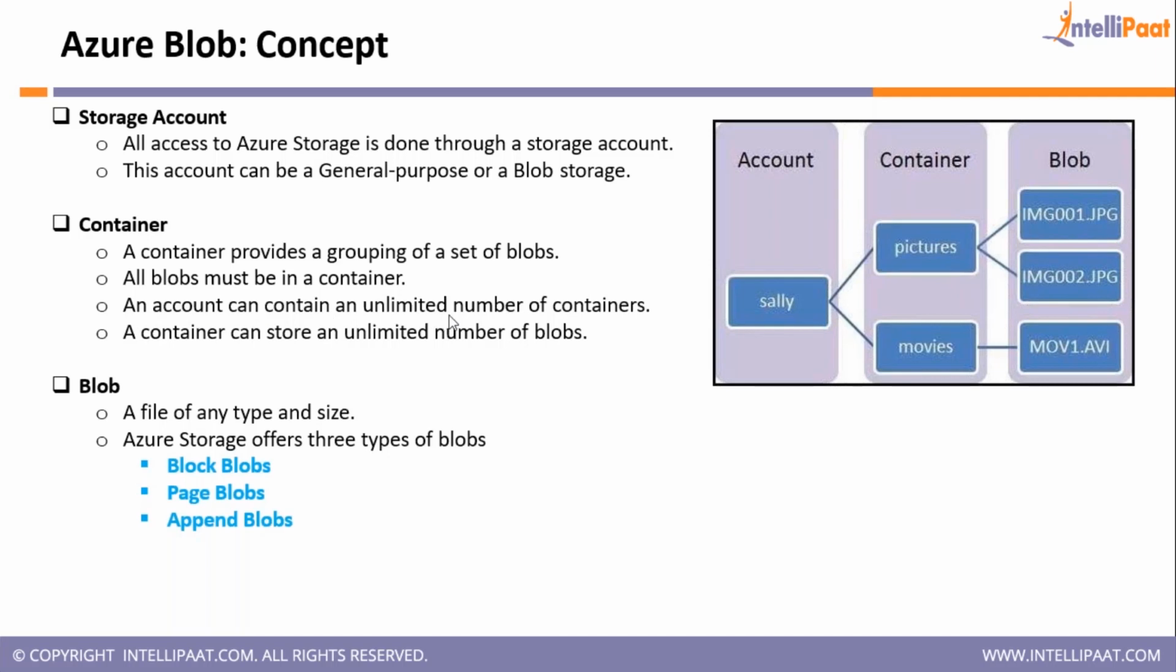An account can contain an unlimited number of containers, and a container can store an unlimited number of blobs. So the number is unlimited, but there is an overall storage capacity limit at the level of the storage account. Any GPv2 storage account cannot store more than 500 TB of data, which is quite significant, but still there is an upper limit beyond which you cannot go. So even though you can store an unlimited number of blobs inside an unlimited number of containers, there is something which is going to stop you, and that is the storage capacity for the storage account.